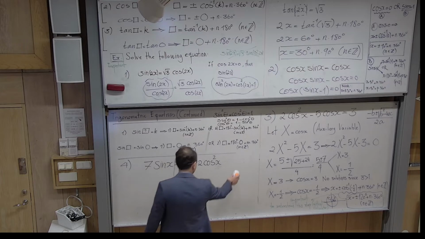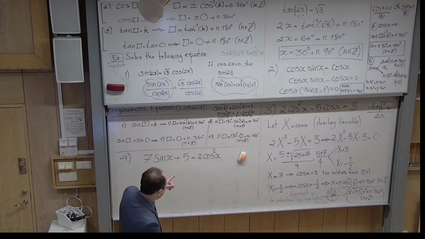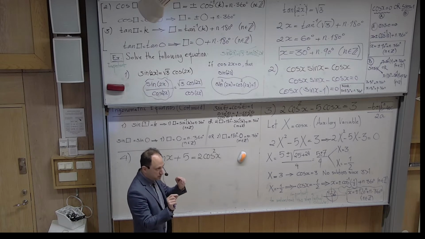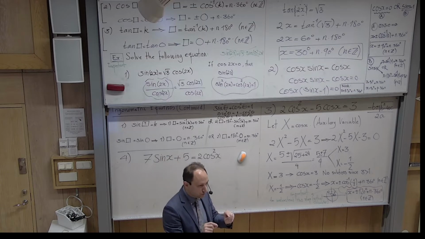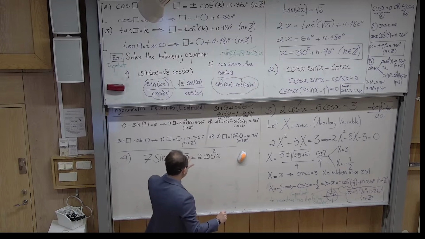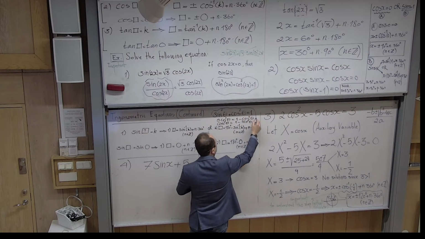So remember these two tricks. To change sine to cosine, or cosine to sine, either I use the idea of complementary angles, which is useful if I do not have powers of 2. But if I have some powers of 2 involved, this is a good choice to remember.